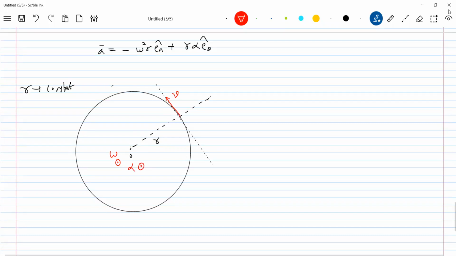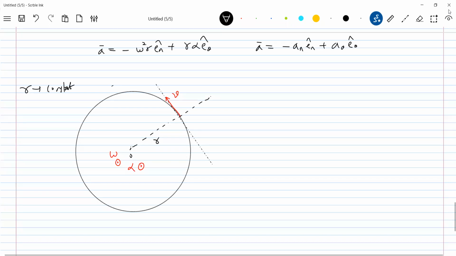So there are two accelerations. What is that? Omega square r. We will call it normal acceleration, a bar n. This will be the centripetal acceleration. In the books, they call this the tangential acceleration, a theta, e theta cap. So what is this?